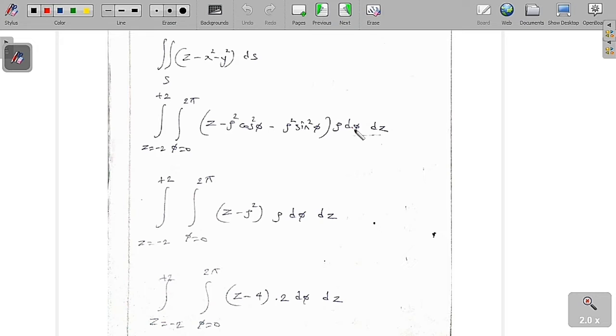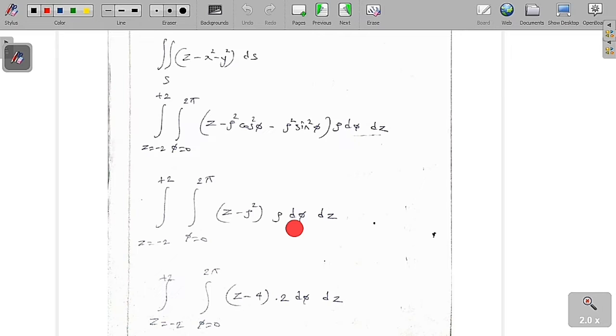So rho is fixed. Then only can you cover the total open surface. The overall surface of the cylinder you can cover with these constants: phi is equal to 0 to 2 pi, z is equal to minus 2 to plus 2, and rho is equal to 2. So if you solve this one, we are going to get z minus rho square. If you take rho square common, minus rho square times sin square phi plus cos square phi is equal to 1. So the integral is z minus rho square into rho d phi dz, from phi is equal to 0 to 2 pi and z is equal to minus 2 to plus 2.